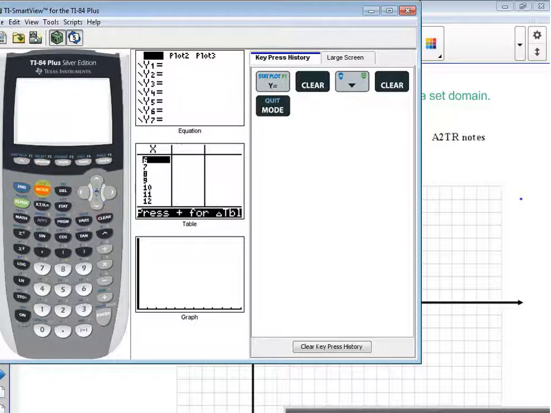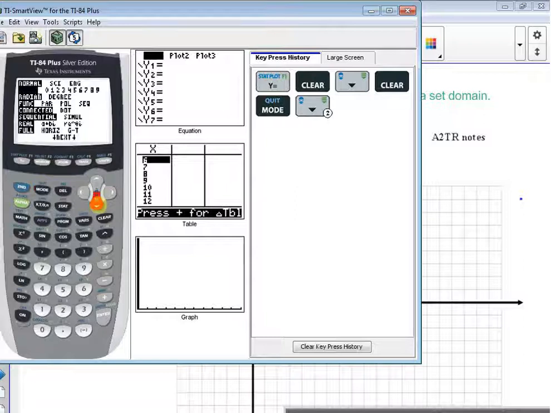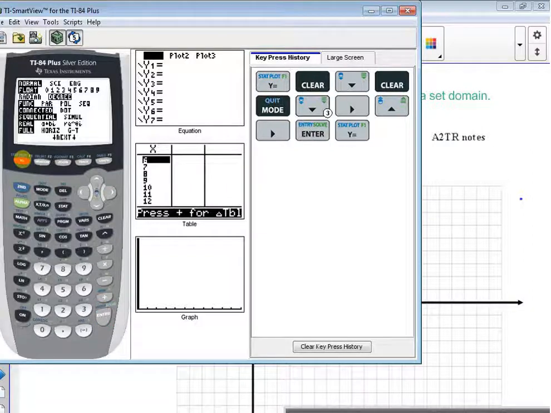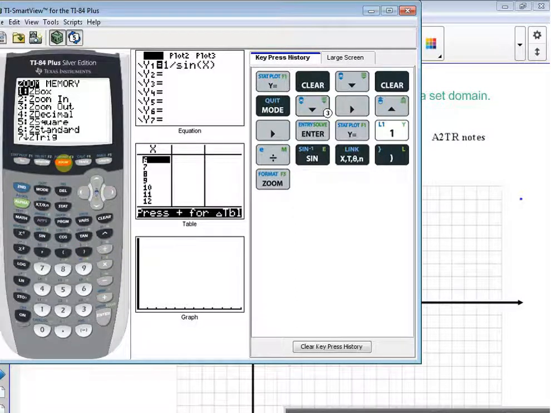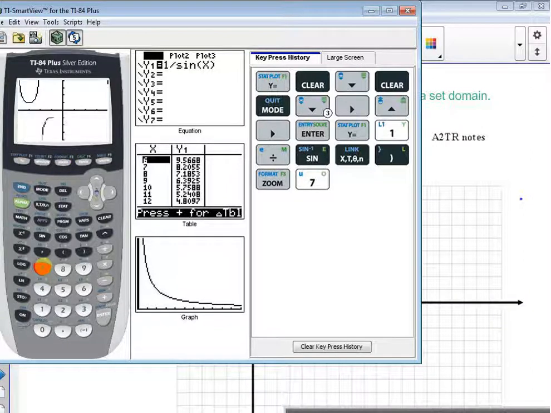Now I'm going to go back and make sure that I'm in degree mode. There we go. Okay, so 1 divided by sine x. And the first time through, I'm going to hit zoom trig. And here's the cosecant graph.